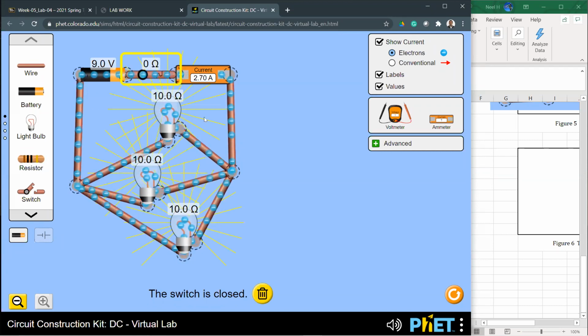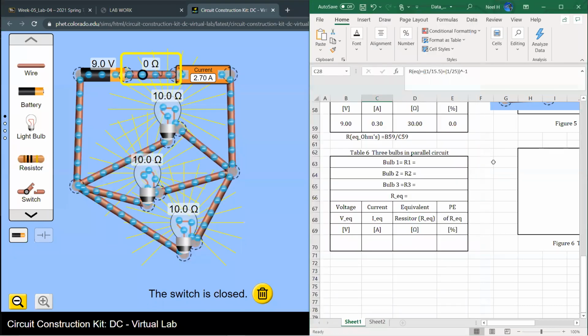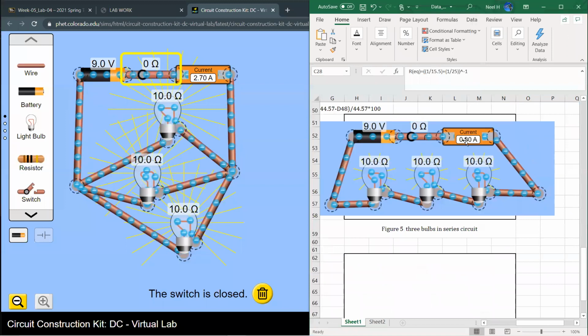Now that's the question the lab manual is asking: how does this illumination look compared to the previous? You can just look at the picture and answer that literally. You can also get an idea by looking at the current, for example. If you look at the previous picture, the total current passing through is 0.3. Now the total current passing through is 2.7. So each segment has more current than previously, so the illumination is much higher.